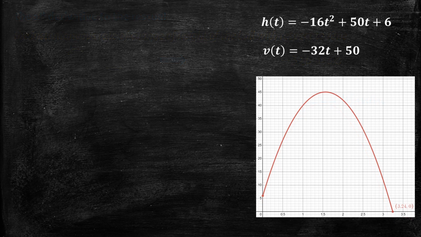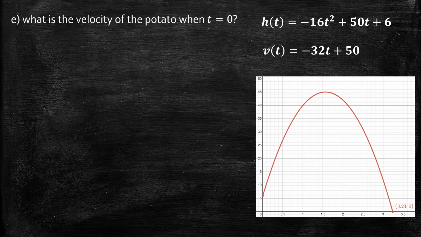So thanks to calculus delivering us the velocity function, we can answer some interesting questions about the motion of this potato that we would not have been able to otherwise. So for example, what is the velocity of the potato when t equals 0? Well, that of course would be the slope of the tangent line right here at the moment the potato is released. And we get to just plug in 0 into our velocity function. And we come out with 50, and don't forget the units, feet per second.